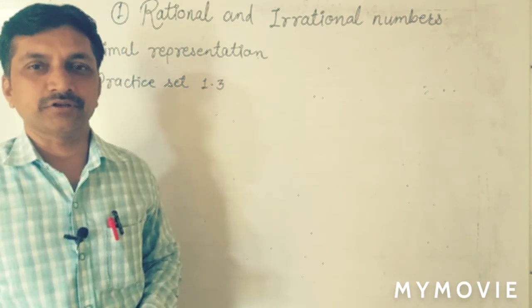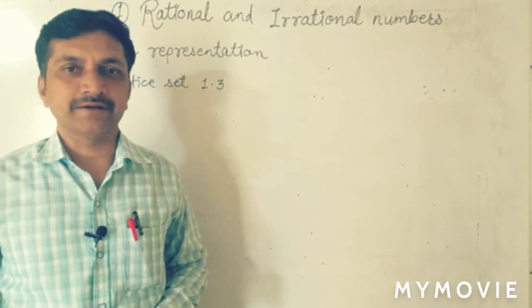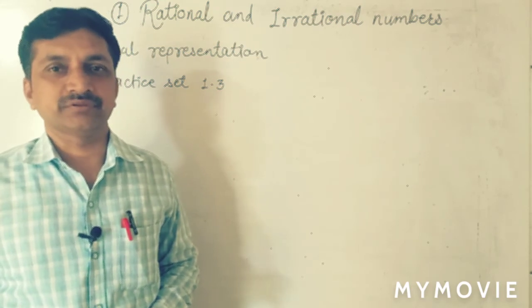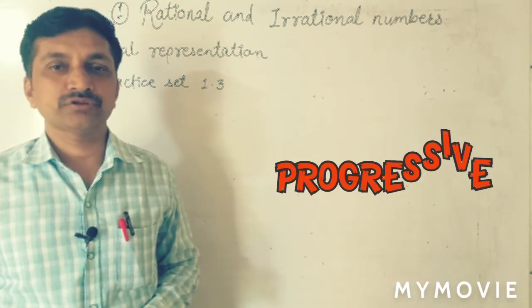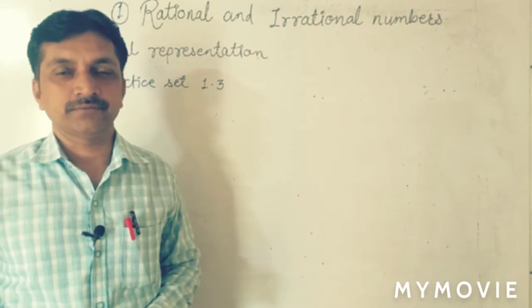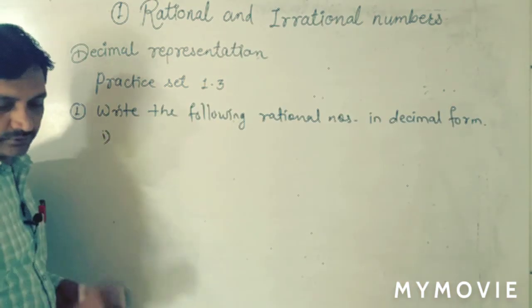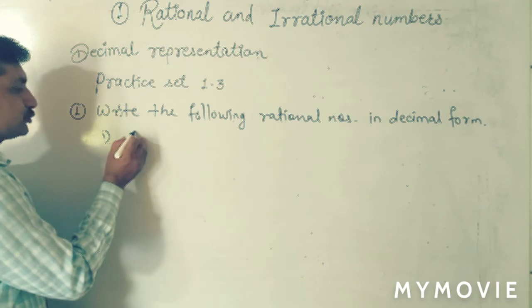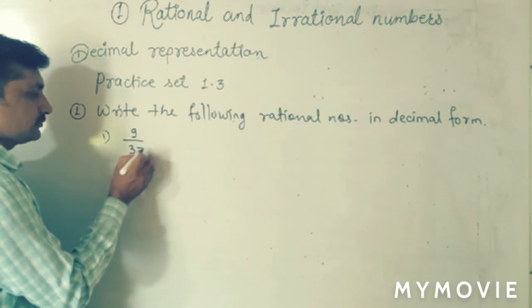Dear friend, this is part 3 of chapter 1 of standard 8, rational and irrational numbers. In this part we are going to study practice set 1.3. Let's see example number 1. The first example is 9 upon 37.